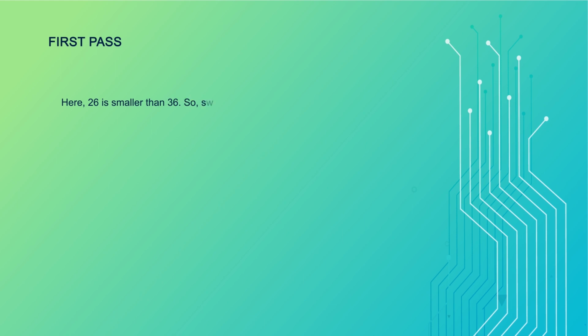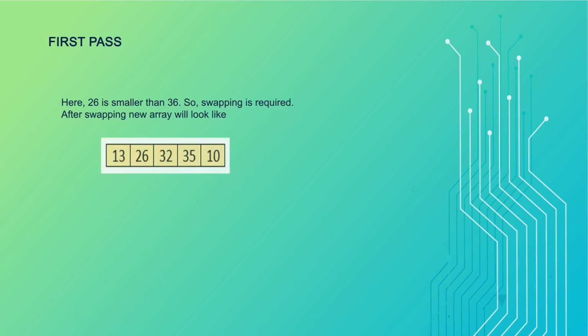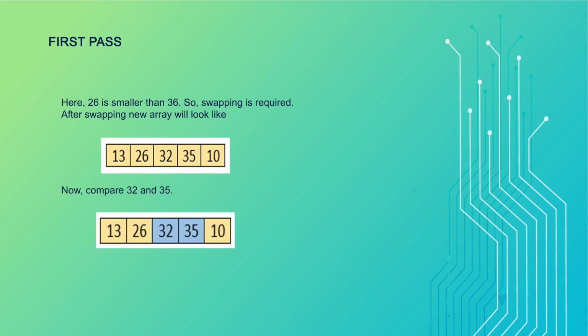Here 26 is smaller than 32, so swapping is required because the smaller element comes after the greater element. So that needs to be swapped. After swapping, the new array will look like 13, 26, 32, 35 and 10.